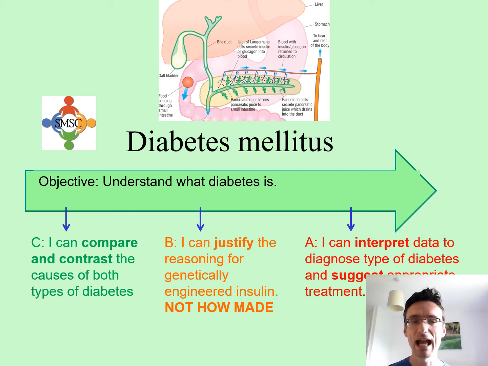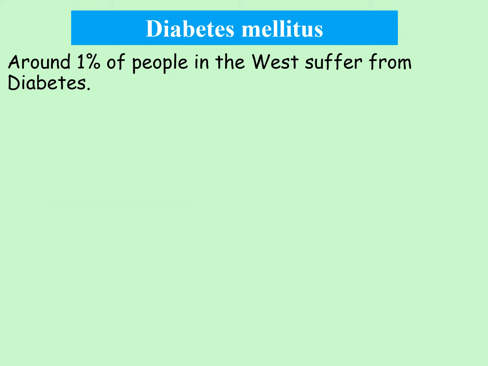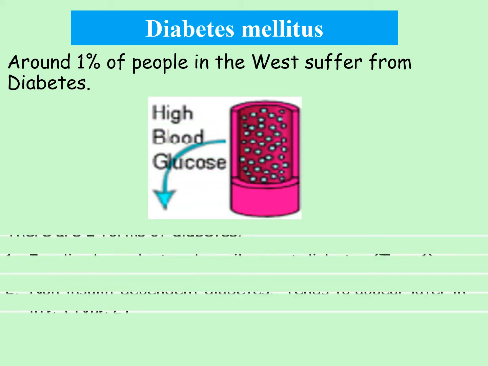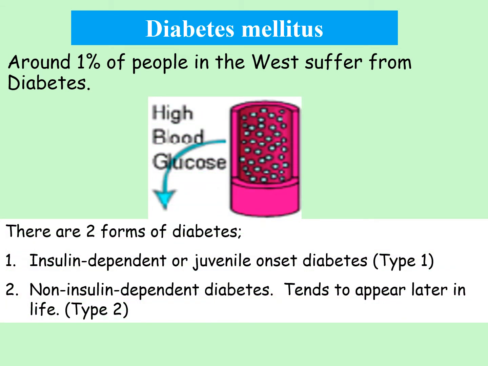It's Mr. Phillips, and today we are looking at diabetes mellitus, which is the proper name for diabetes. So we need to understand what diabetes is. Well, diabetes is obviously a disease. There are lots of types of diabetes, but this is the main one. About 1% of the people in the Western world suffer from it, and it basically causes high blood glucose, which can be linked to blood pressure.